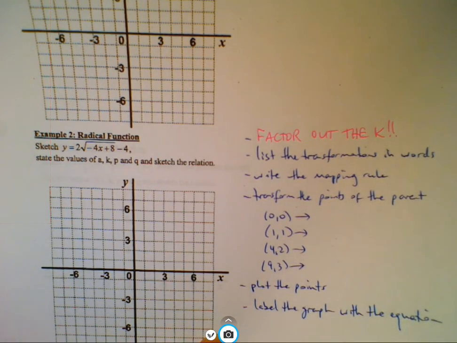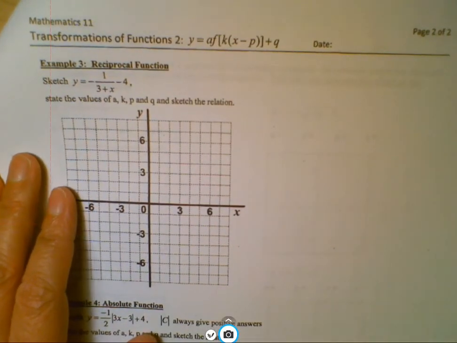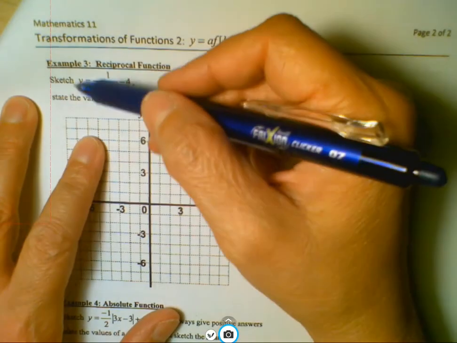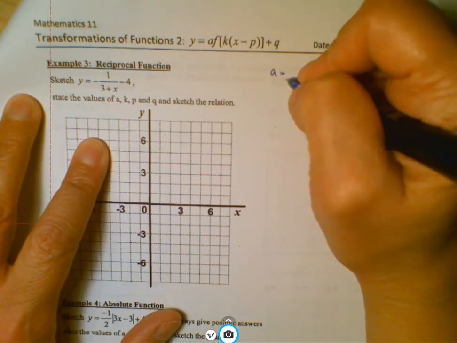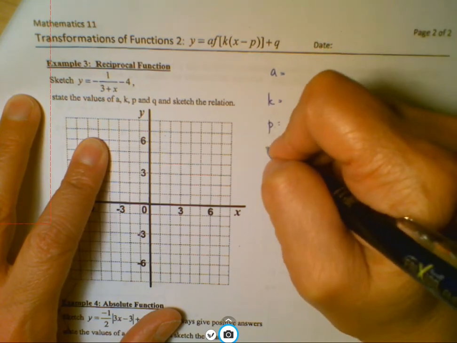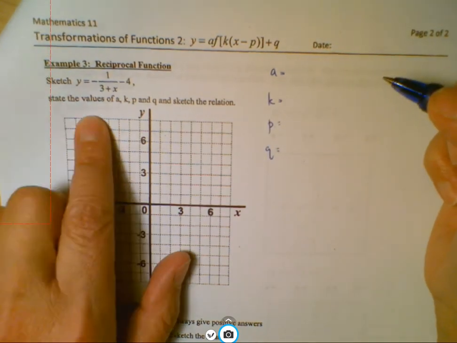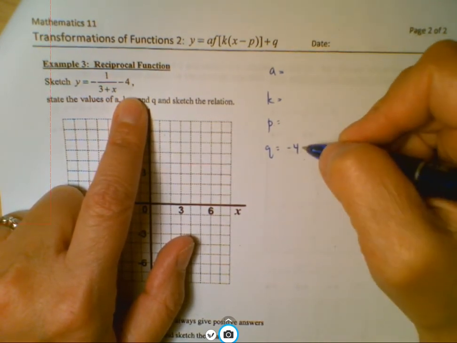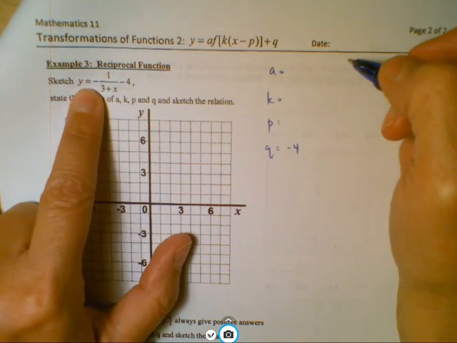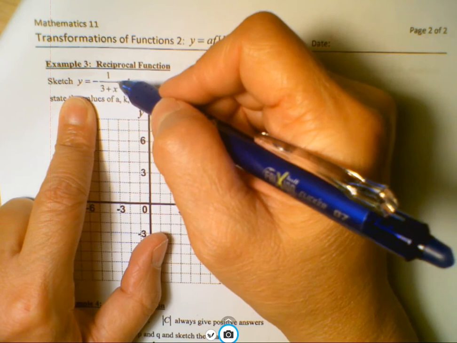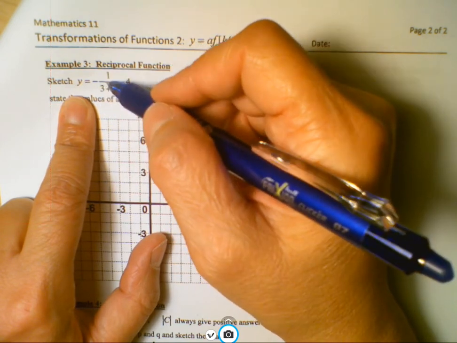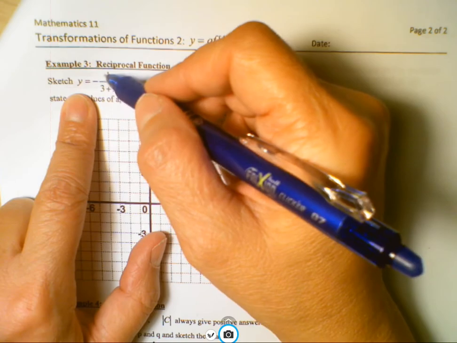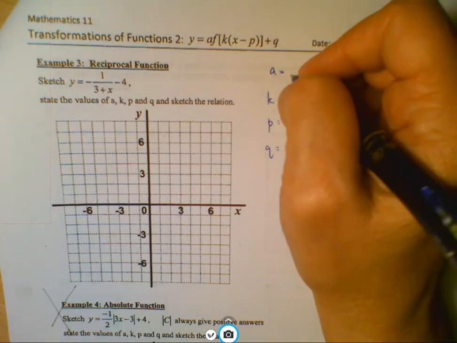Okay, and do one more. Just look at the last one. So the last one is going to be reciprocal. All right, we have to look at the equation very carefully, decide what is A, what is K, what is P, and what is Q. All right, now Q is the easiest. It's the one that's hanging off the edge there by itself, -4, so we know what that means. A is easy too because it's outside this f of x. This f of x is this fraction. That negative sign could sit outside the fraction. It could also sit with the numerator. In both cases, that's your A.